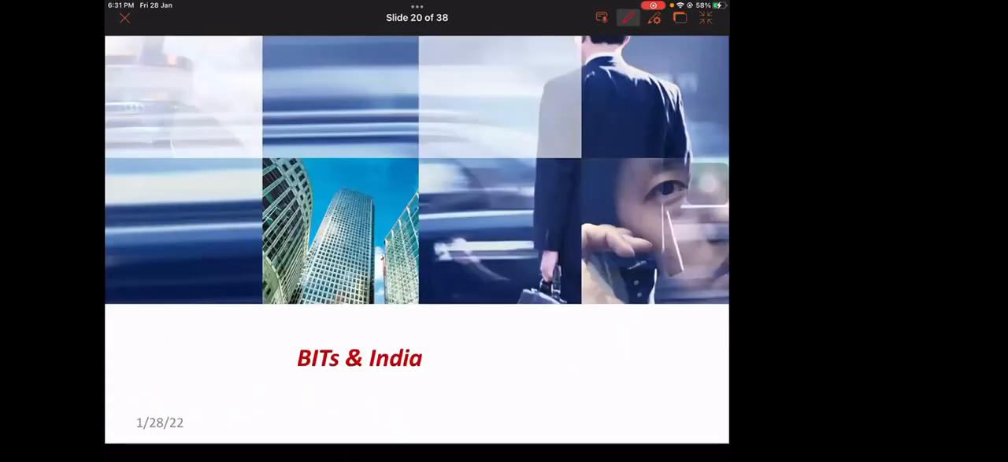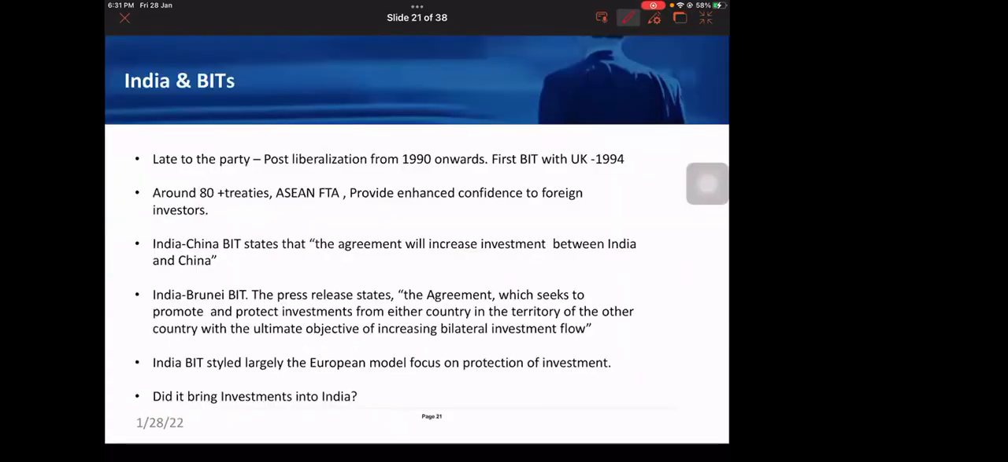Now, quickly, what happened? India's relationship with BITs. As I mentioned to you, post 1990 onwards, after liberalization, India started. Until then, we had socialism, and during Indira Gandhi's tenure, we had this economic nationalism. We were not very particular about liberalization. And then post that, things transpired drastically.